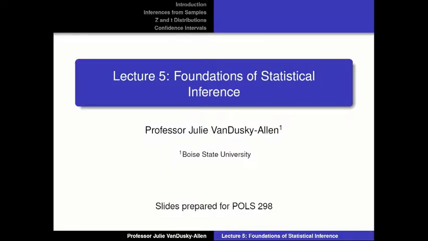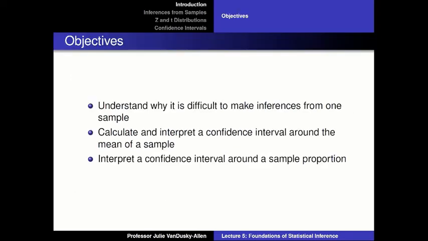This is Lecture 5, Foundations of Statistical Inference. By the end of this lecture, you should be able to understand why it is difficult to make inferences from one sample, calculate and interpret a confidence interval around the mean of a sample, and interpret a confidence interval around a sample proportion.